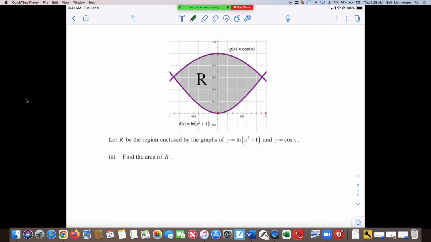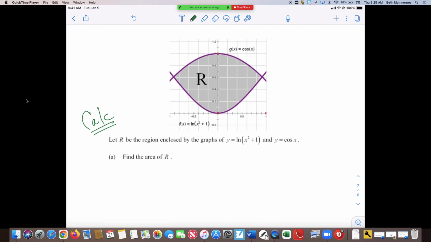Let R be the region enclosed by the graphs. This is calculator active, so you can have your calculators out. Let R be the region enclosed by the graphs of y equals the natural log of x squared plus 1 and y equals cosine x. You're going to get 1 to 2 points, probably at least 2 points on this one. If I want to find the area, I've got a problem here. I can tell it's top to bottom. I don't think that's our issue, but what's the issue?